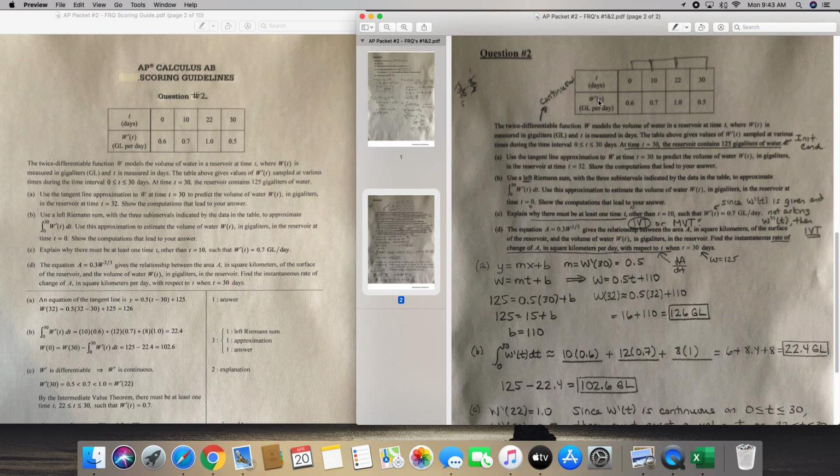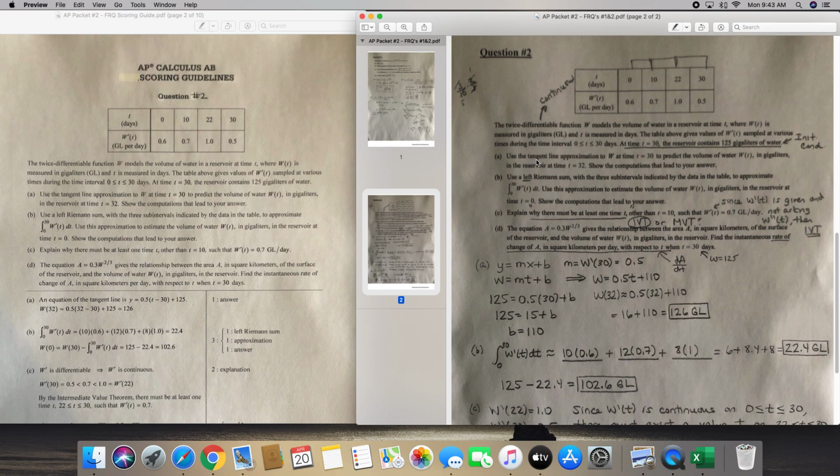Next thing I want to point out is that they're talking about this as gigaliters per day, so it's the derivative, but it's quite obvious because they're actually using the prime symbol here. So it's one instance where it's clearly the derivative, right? Which means W(T) is the function and W prime of T is the derivative. I also wanted to point out that any mention of differentiability also implies continuity, so that's important.